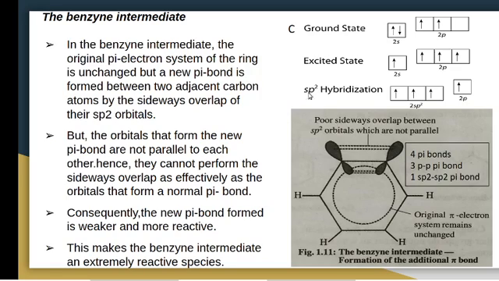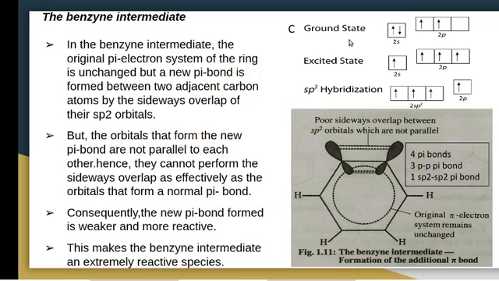Now let us know about the structure of the benzyne intermediate. In the benzyne intermediate, the original pi electron system of the benzene ring is unchanged, but a new pi bond is formed between two adjacent carbon atoms by the sideways overlap of their sp2 orbitals.